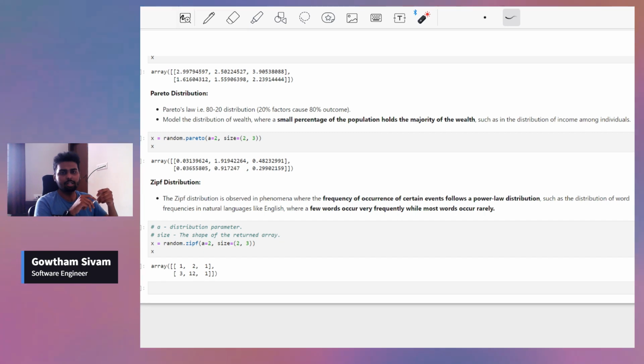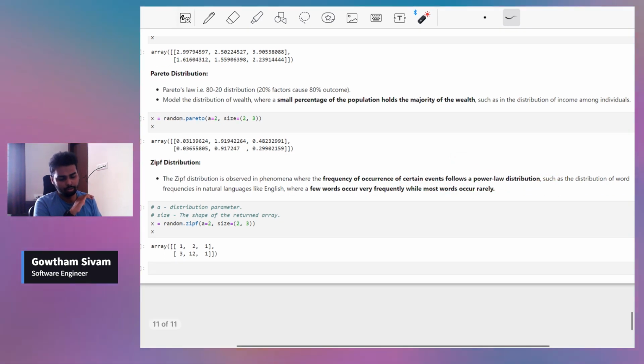So in that case, these occurrences will be very high, but for actual technical terms, in the whole lecture, I have spoken about the Zipf distribution only once, which means it occurs only once and it's very rare to see. So that is where the Zipf distribution helps us observe phenomena where the frequency of occurrence of certain events follows a power law distribution.